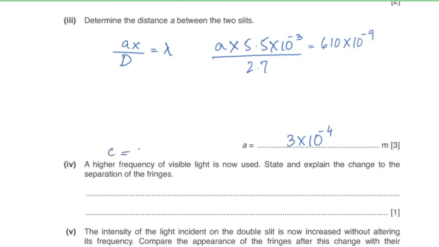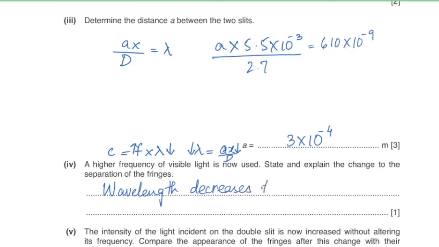So according to the formula, c is equal to f into wavelength. A higher frequency means a shorter wavelength. According to the formula ax/D, when wavelength decreases, x will also decrease, meaning the separation between the fringes will also decrease. So we can write that wavelength decreases, thus separation of the fringes decreases too.